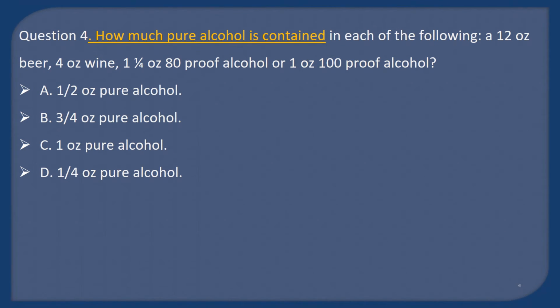Question 4. How much pure alcohol is contained in each of the following? A 12-ounce beer, 4-ounce wine, 1 1/4 ounce 80 proof alcohol, or 1 ounce 100 proof alcohol. A. Half an ounce pure alcohol. B. 3/4 ounce pure alcohol. C. 1 ounce pure alcohol. D. 1/4 ounce pure alcohol.